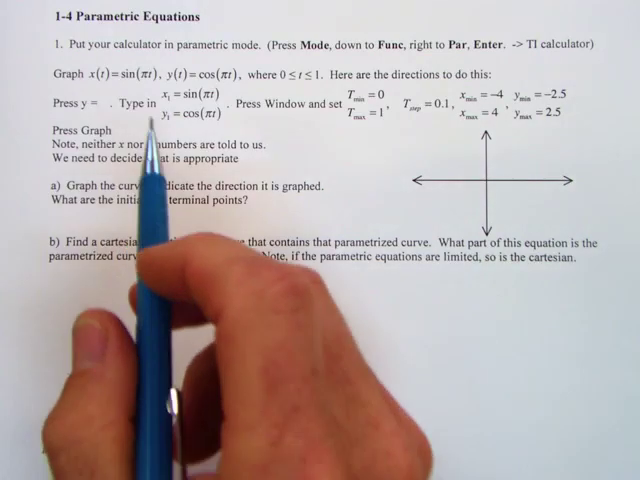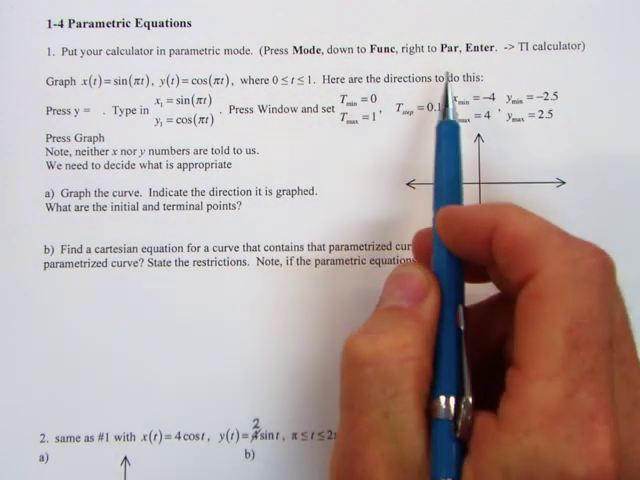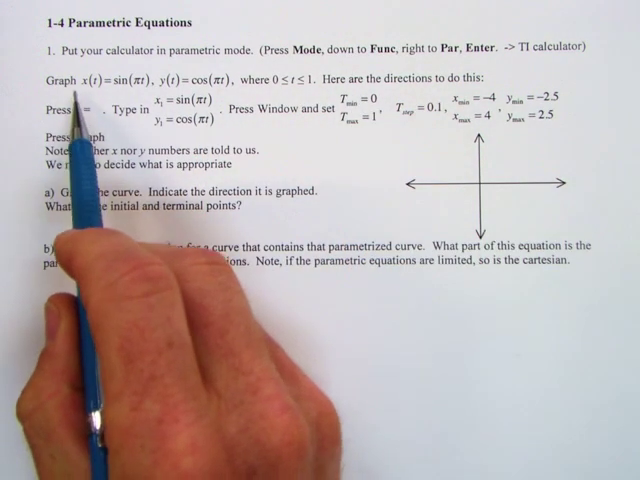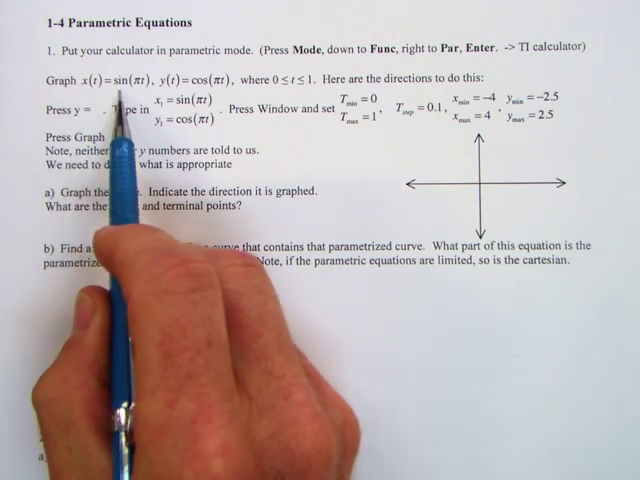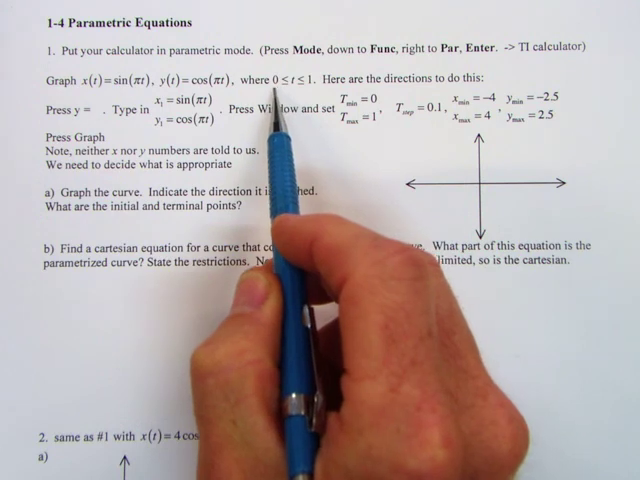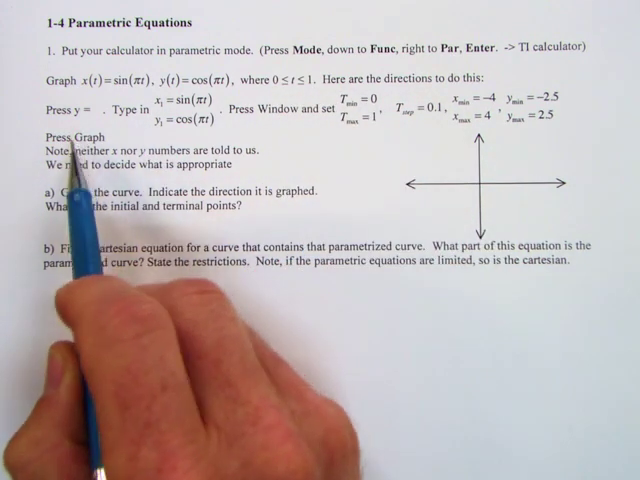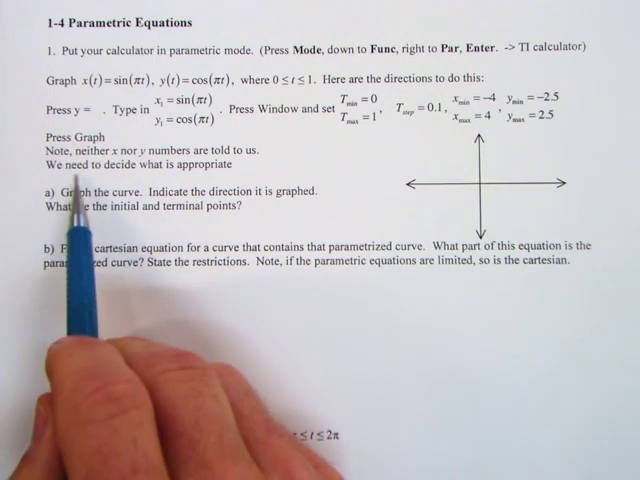Parametric equations. Put your calculator in parametric mode: press mode, down to function. I'll go and do all this. What we're going to do is graph x of t equals sine pi t, y of t equals cosine pi t, where t is bounded between 0 and 1, inclusive, and here are the directions to do this. So it's going to tell you everything.